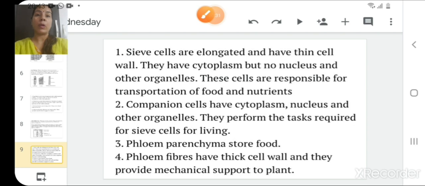Now we will explain all these 4 types of cells. Sieve cells are elongated and have thin cell walls. They have cytoplasm but no nucleus, and no other organelles are present in them. These cells are responsible for transportation of food and nutrients. Companion cells have cytoplasm, nucleus and other organelles. They perform the tasks required for sieve cells to live. Phloem parenchyma stores food. Phloem fibers have a thick cell wall and they provide mechanical support to the plant.